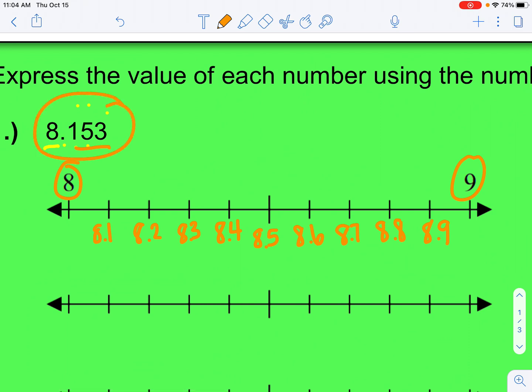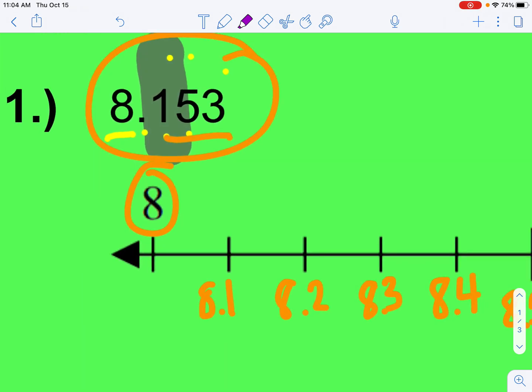Alright, so now we are going to place this number on our number line. So we look at our first number. I have 8 and 1/10. So that tells me I'm going to be somewhere between the 1/10 and the 2/10. I'm not quite to that 2/10 mark, but I'm somewhere in between there. So I know I'm going to be in here somewhere.